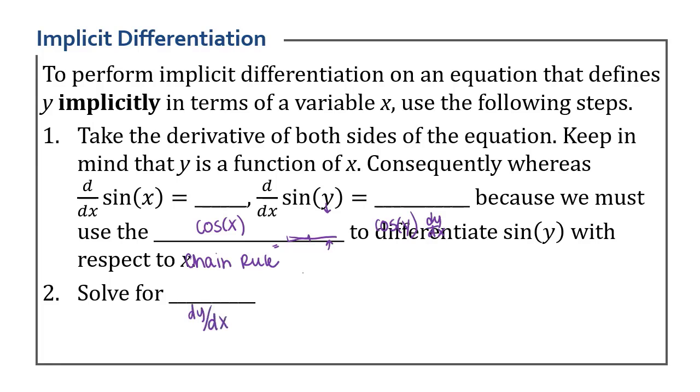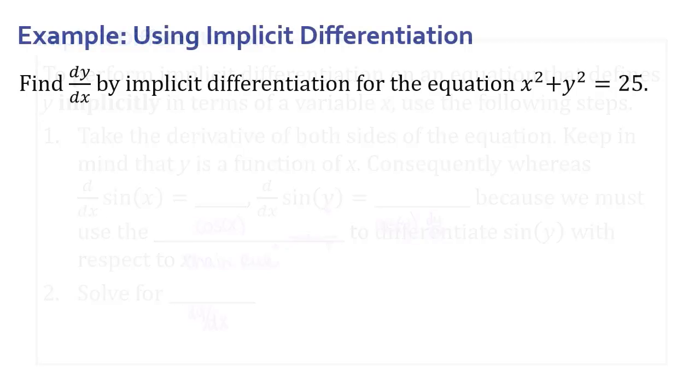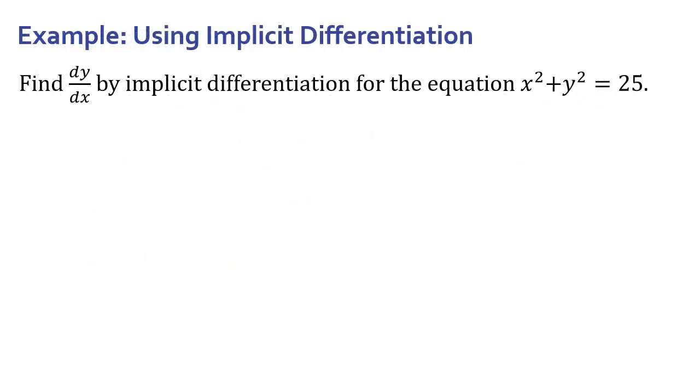So let's look at this in action. Let's look at an example. Find the derivative of y with respect to x by implicit differentiation for the equation x squared plus y squared equals 25. We can see this is an implicitly defined equation. Following the steps from that last slide, the first step is to take the derivative of both sides. So taking the derivative of the left side, and we'll take the derivative of the right side.